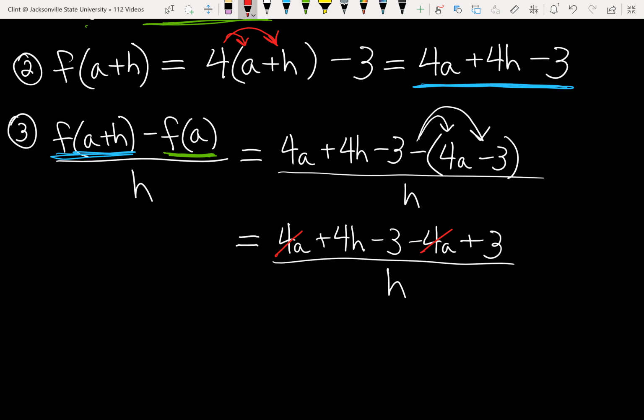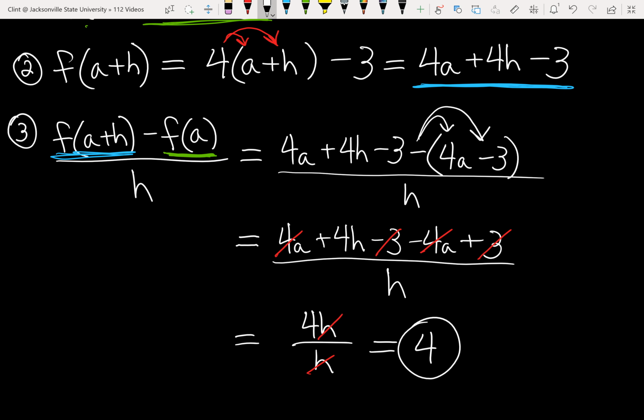And look what happens. We have 4a minus 4a. Those cancel. We have -3 plus 3. Those cancel, so what are we down to? We're down to 4h over h. Well, I got h on top, h on the bottom, so h's cancel. What do we end up with? Just 4. Okay. These are actually not bad.